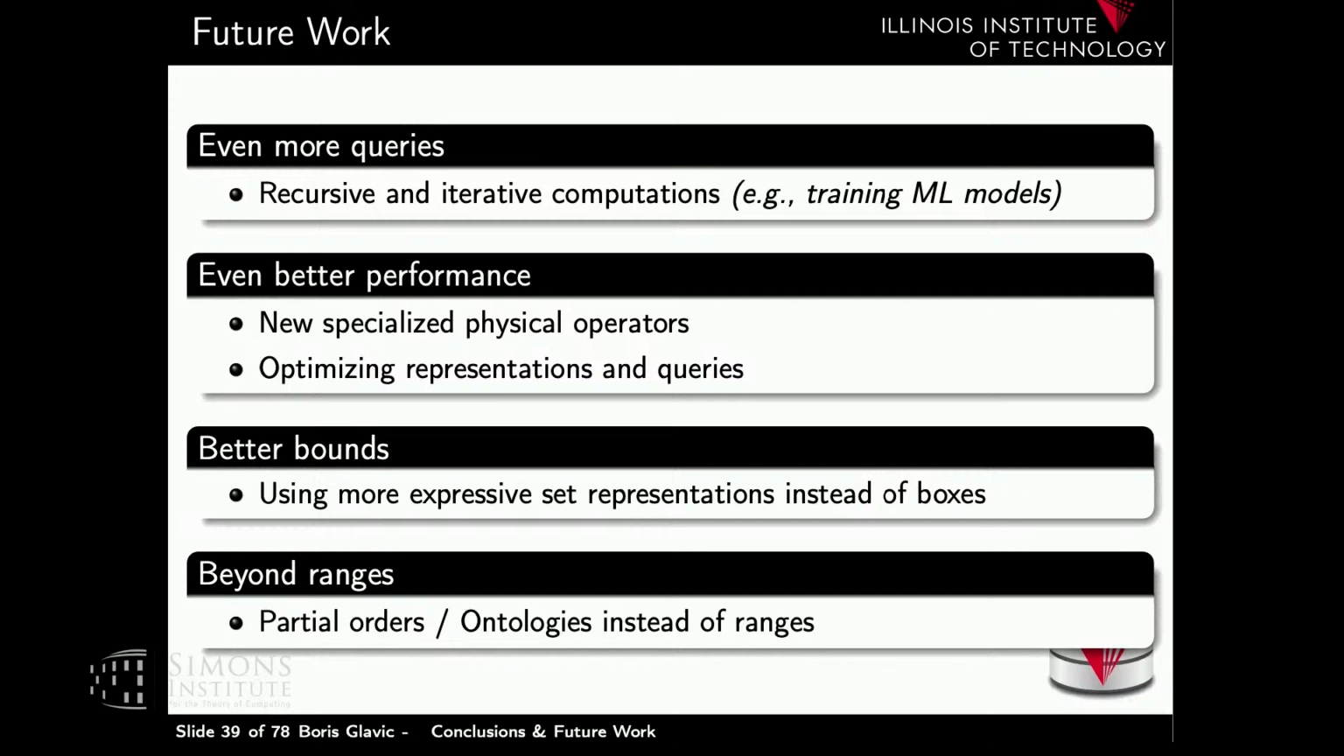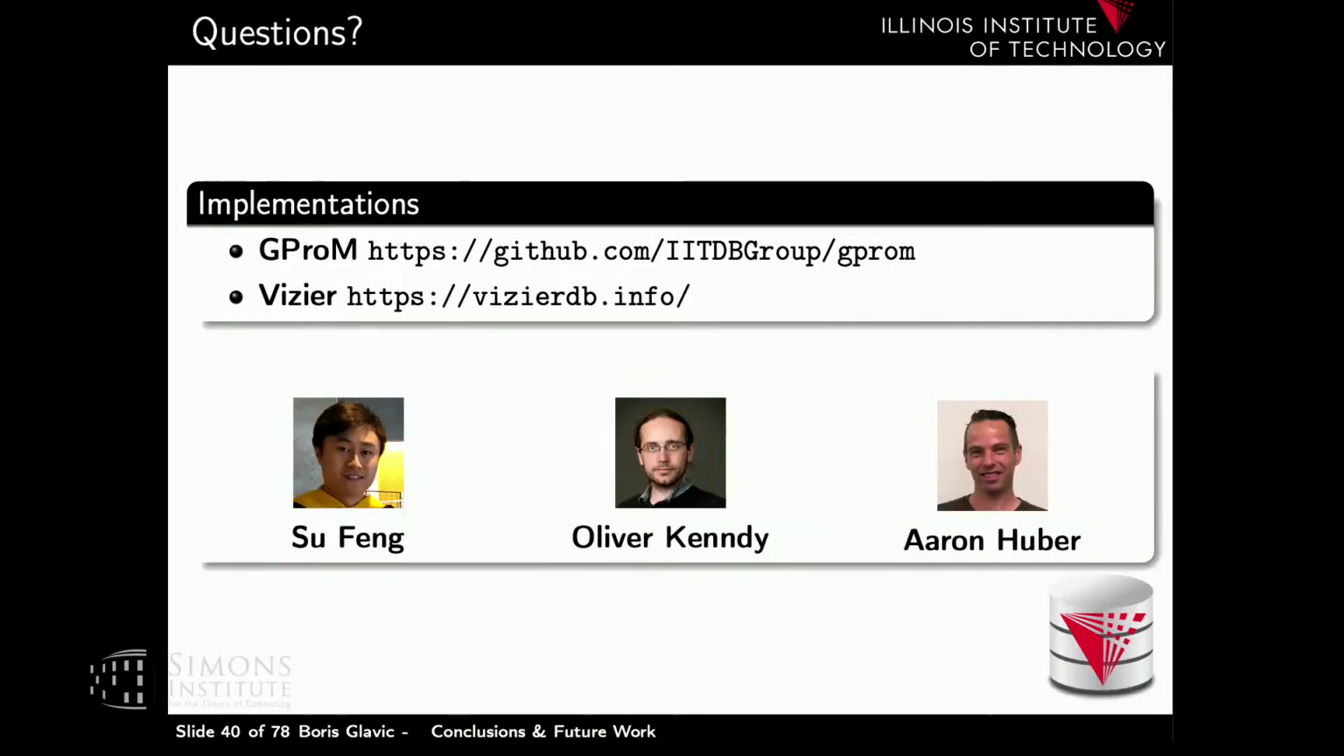And then also, right now we just have intervals, but you could also think about using an arbitrary partial order, for example, like a taxonomy for data that does not naturally have an order to it. So that we have two implementations.